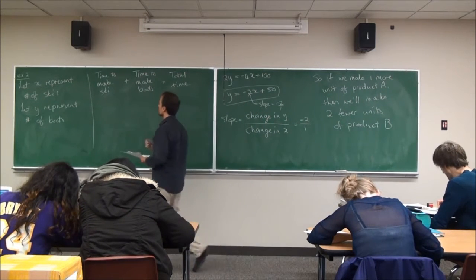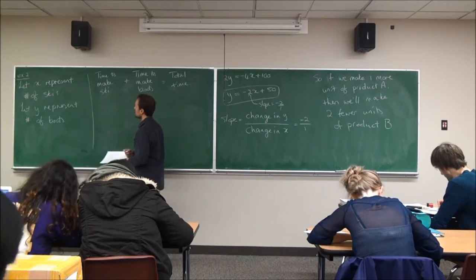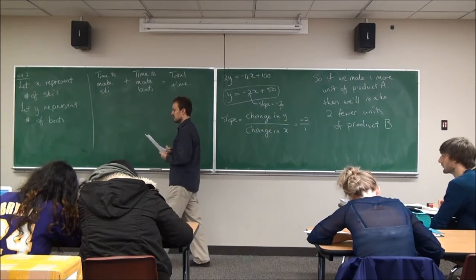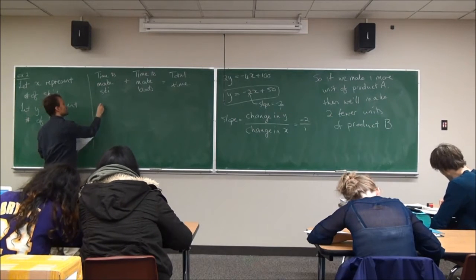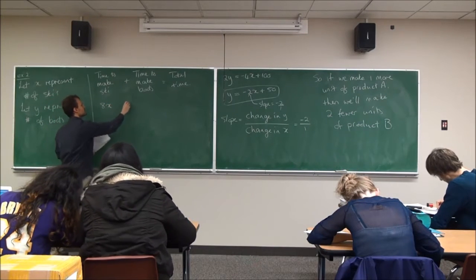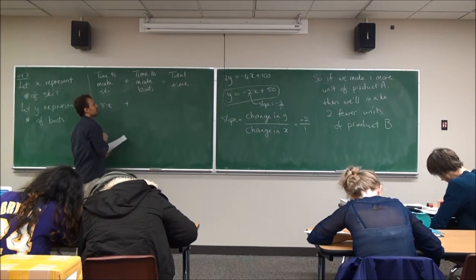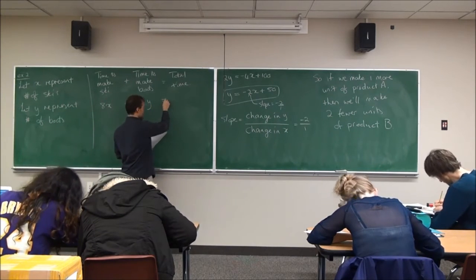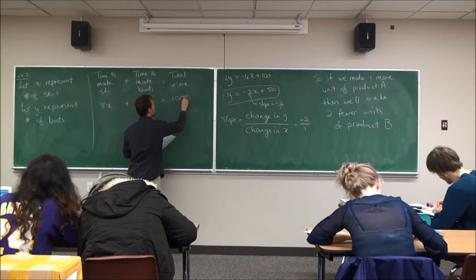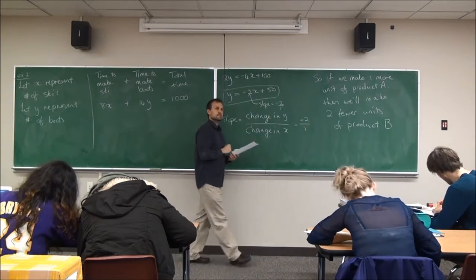How much time does it take to make all the skis if I make x of them? 8 units of time per ski. So 8 times x. The boots, 14y, and the total amount of time is 1,000. Everyone happy with that equation?